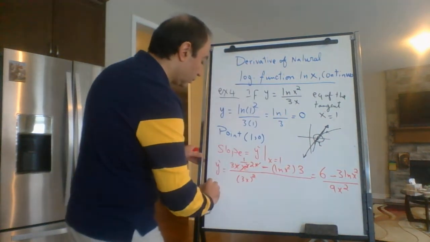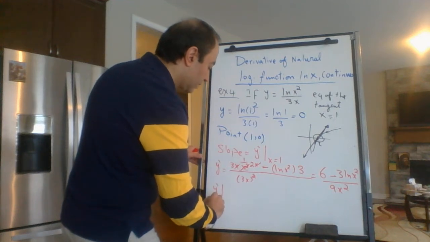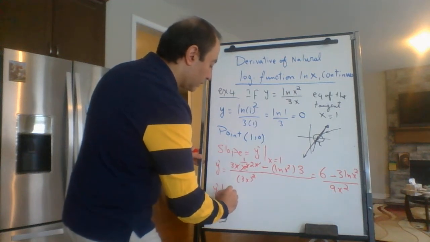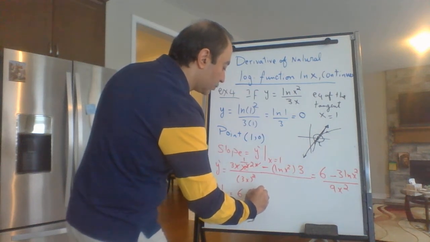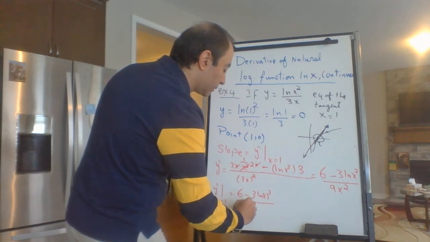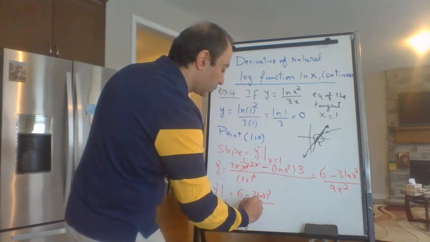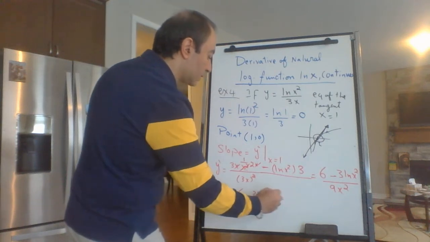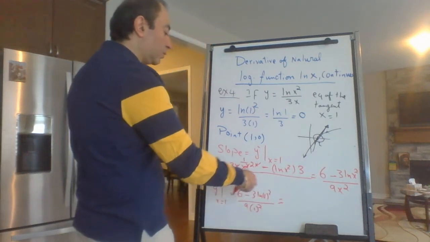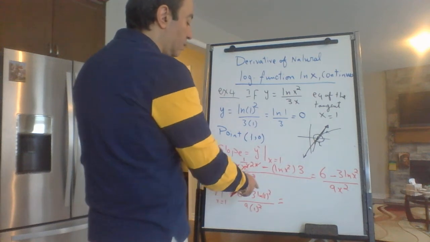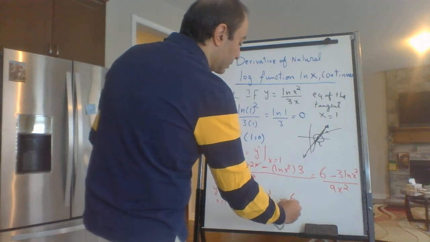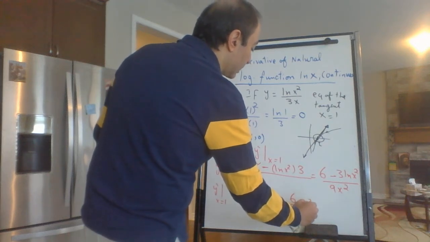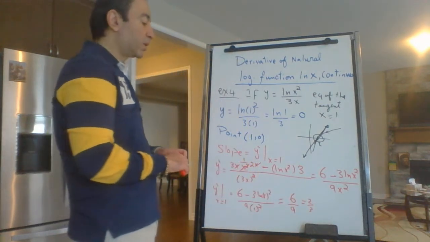Now we can find y prime when x is 1. This will be (6 minus 3 ln 1) squared over 9 times 1 squared, which is, ln 1 is 0, 6 minus 0, 6 over 9, which is 2 over 3. Now the question turned out to be a very simple question.